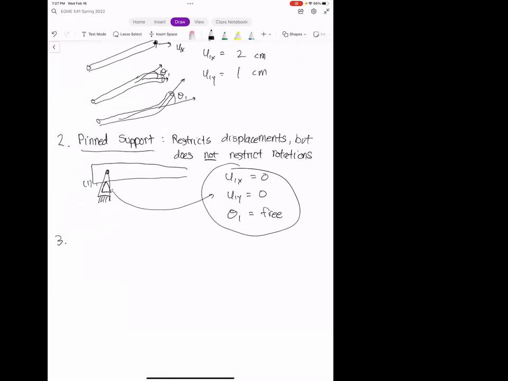All right, so that's the pin support, and the last support that we have is the roller support, which we talked about. Okay. And so the roller support is only going to restrict one component of the displacement.